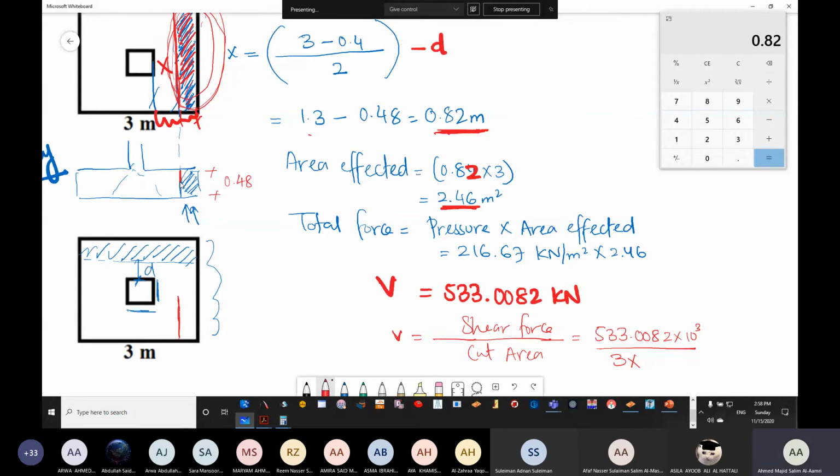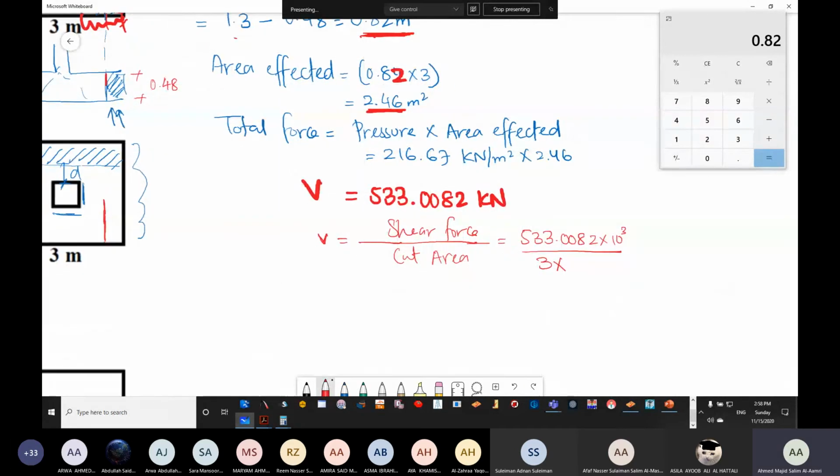Full 0.48. Okay, so I need to cut the full 0.48. When I say cut area, it means these are the dimensions which are affected by the cut. So we have 3 meters and then 0.48. It means I have a knife with a total shear force of 533.